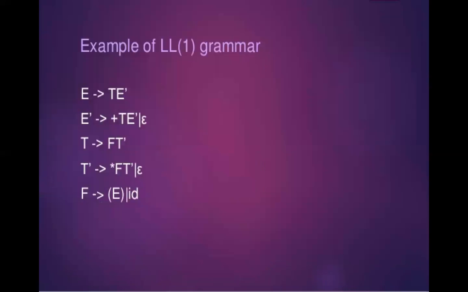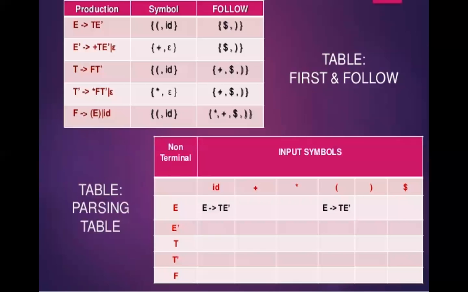Here I have taken an example grammar, the expression grammar: E goes to T E dash and so on. This grammar is commonly used by everybody. For this grammar, we will see how the LL1 parsing table is constructed. We have already seen how to calculate first and follow, so I'm not going to explain it again; please refer to the previous video. These are the first and follow sets we constructed already.